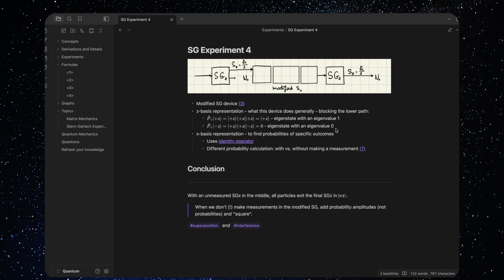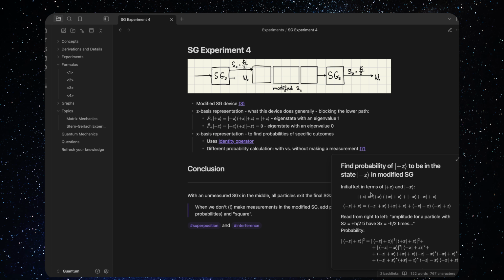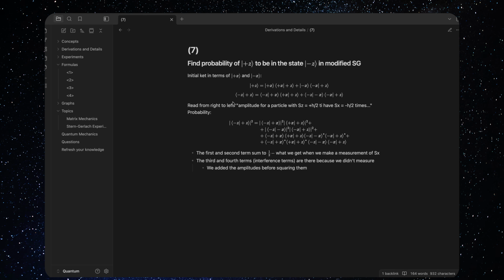then the projection operator explains why spin down particles get eliminated while spin up particles still come out. Now, if we want to express a state in another basis, for example, the x basis, we can insert the identity. Here I am explaining it. So this is the identity, right? In terms of x basis vectors. This lets us calculate the probabilities of outcomes when passing through an SGX device.